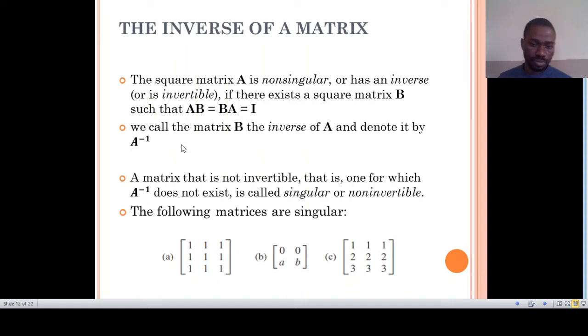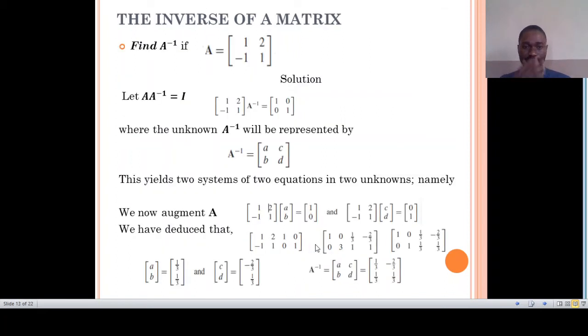A matrix that is not invertible, that is one for which the inverse does not exist, is called a singular or non-invertible matrix. For example, the following are singular matrices. Matrix A, B, C, they are all singular. As I told you earlier, if you want to determine whether a matrix is singular or not, you simply find their determinants. I can see right from here that the determinant for all these matrices will be 0, but I will not tell you how I got them right now. You are going to understand better later. So all these matrices are singular because their determinants are 0.